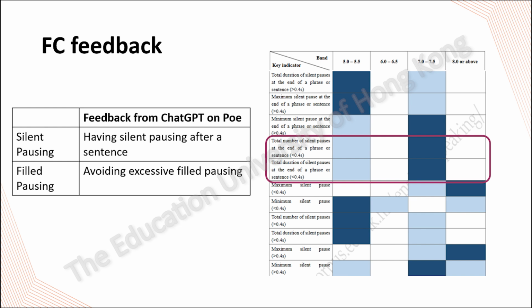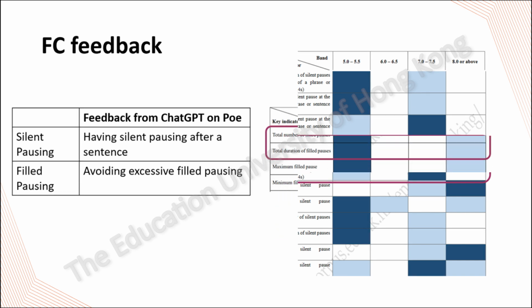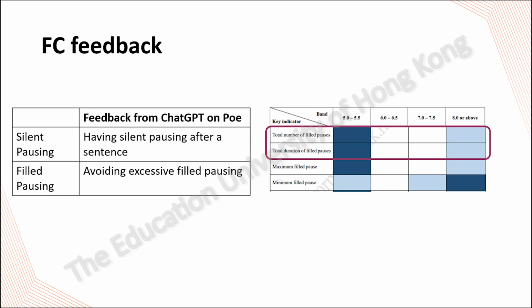I selected some feedback received from Poe and compared it with the common features identified from our spoken data. One thing on silent pausing pointed out by ChatGPT on Poe is having silent pausing after a sentence. Based on our corpus data, Band 7 to 7.5 speakers in our spoken corpus produced more silent pauses at the end of an utterance. For filled pausing, ChatGPT on Poe pointed out avoiding excessive filled pausing. Band 8 or higher level speakers in our spoken corpus also have the least number of filled pauses.